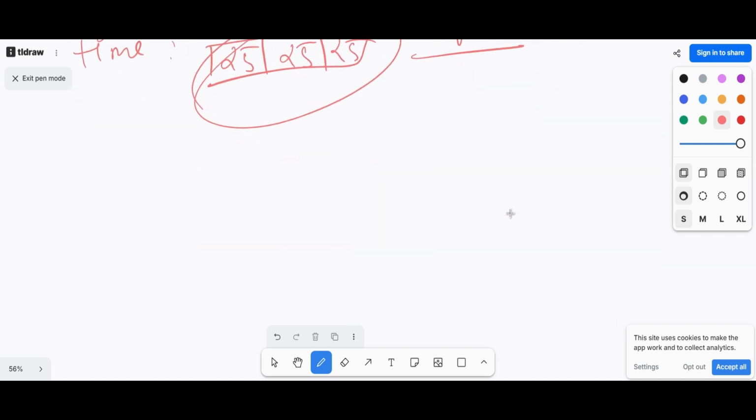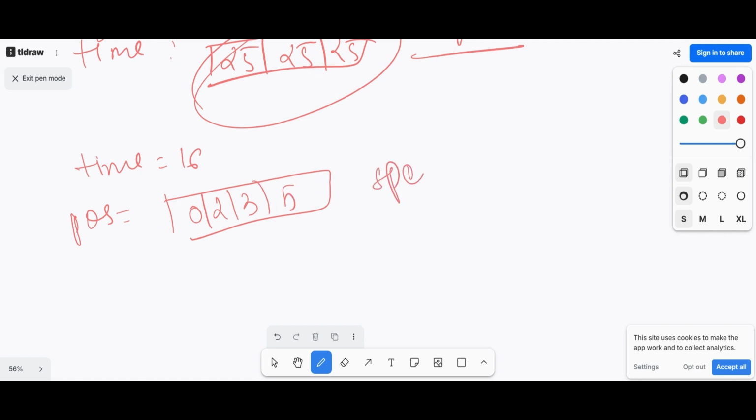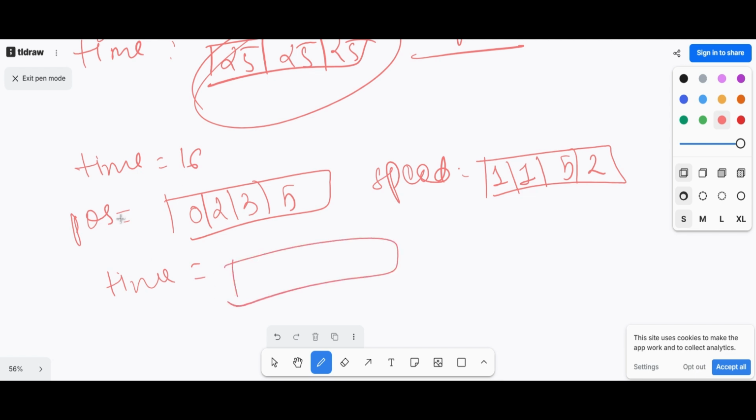Fine. Let us take another example, which I have to create. Let's say the target is 16, and your positions are 0, 2, 3, and 5. Speeds, let's say, for 0 it's 1, for 2 it's 1, for 3 it's 5, and for 5 it's 2. So the time is 16 minus 0 divided by 1, which is 16. 16 minus 2 is 14, divided by 1 is 14.